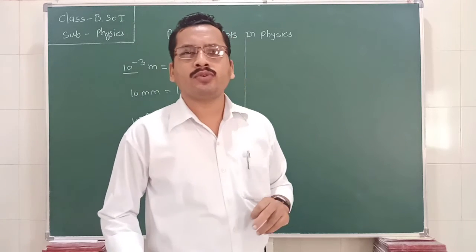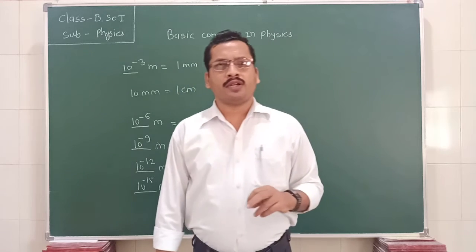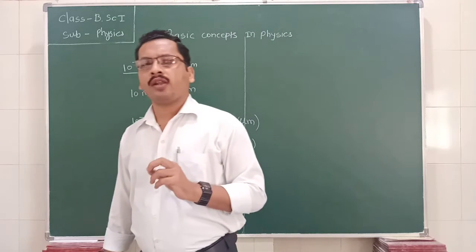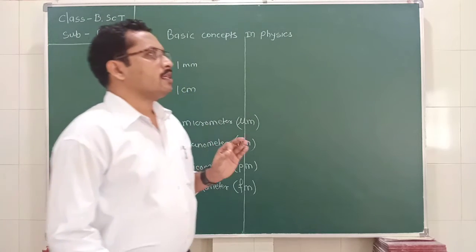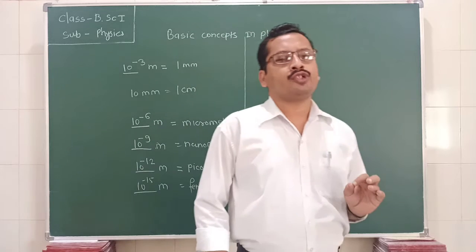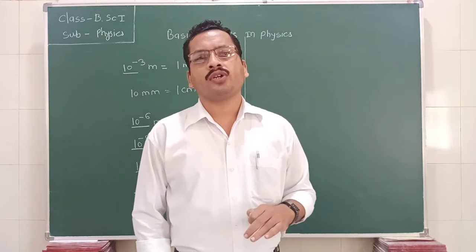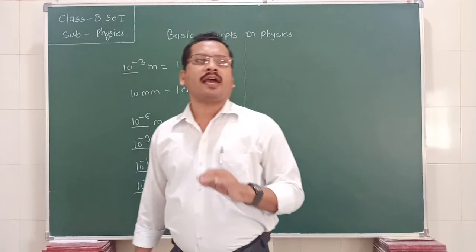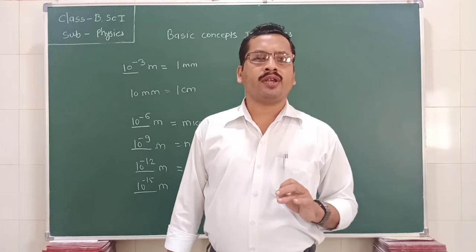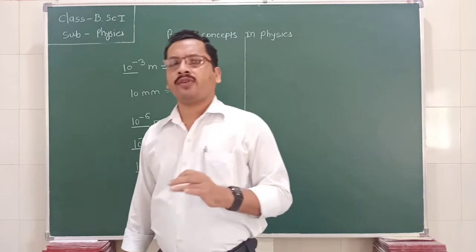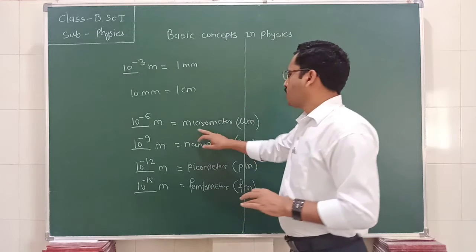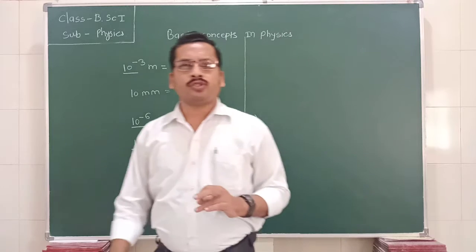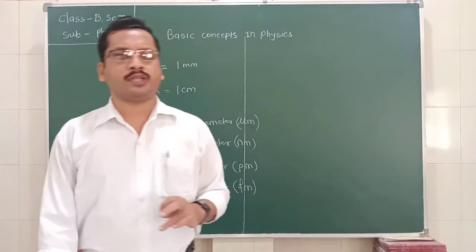Vernier caliper is used to measure very small distances, to measure the thickness, to measure small lengths. Then there is a second instrument called the spherometer, which is used to measure the radius of spherical surfaces. And then there is a micrometer screw gauge, with which we can measure a distance up to a micrometer. So these are the instruments used for measurement of small distances.